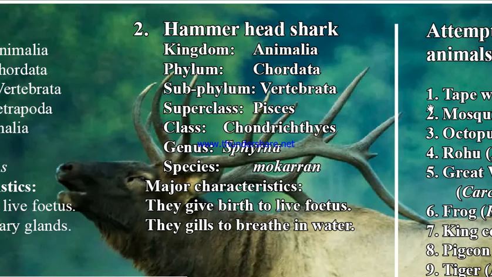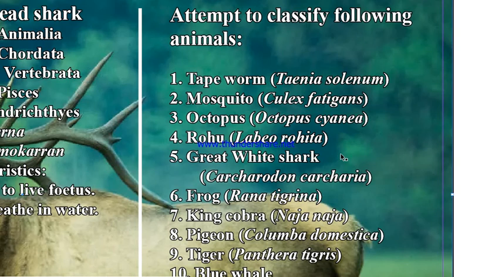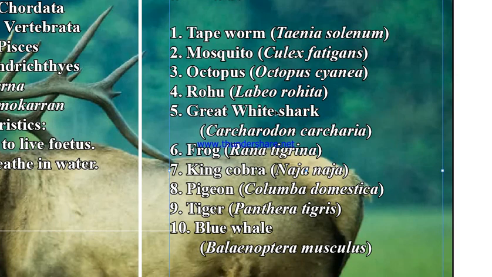Okay, now you also have to attempt to classify these animals, with genus and species. Take an example, tapeworm. The classification is very short. Tapeworm belongs to kingdom Animalia, phylum Platyhelminthes, genus Taenia, species solium, and you just give their characteristics. That's all. Okay, mosquito: kingdom Animalia, phylum Arthropoda, class Insecta, genus Culex, species fatigans. It's like that. You can attempt all of them. There are 10 animals that you need to attempt.